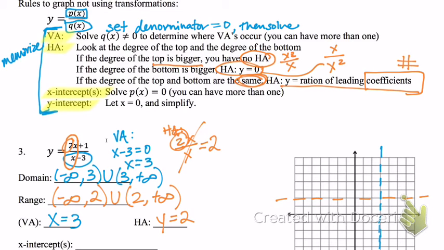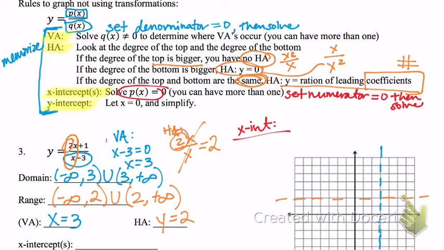For x-intercepts, this is kind of the third thing we solve for. With those, you set your numerator equal to 0. So if you want to write that out to the side, set numerator equal to 0, then solve. Those are going to give you your x-intercepts, okay? There could be more than one, depends on the degree of your function.